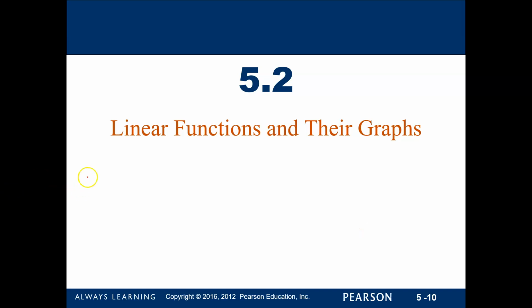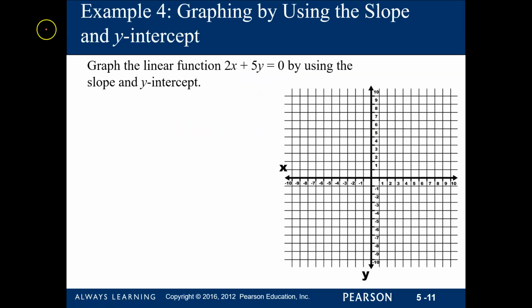So continuing our discussion on lesson 5.2, linear functions and their graphs. This time, our next example will have it in standard form. Our equation is in standard form, 2x plus 5y is equal to 0. But we need to graph it using the slope and the y-intercept, okay?